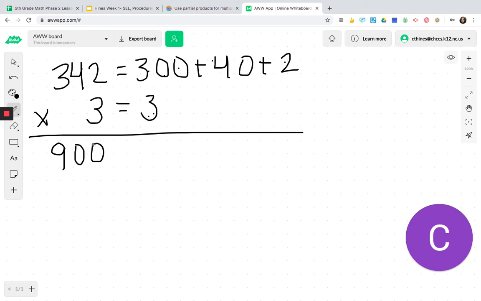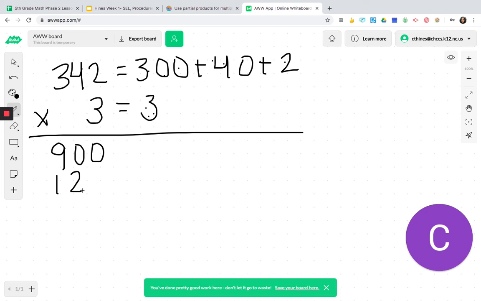And I'm going to move on to the 40. So now I'm doing 40 times 3. I know that 4 times 3 is 12, and 40 has 1 zero, so I'm going to add a 0. And then my next digit is 2. All I have left to do is 2 times 3, which is 6.